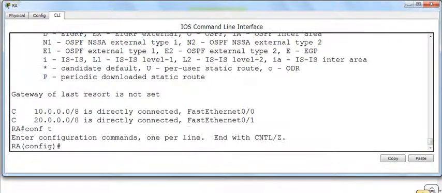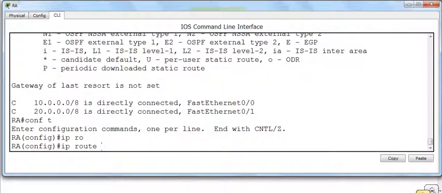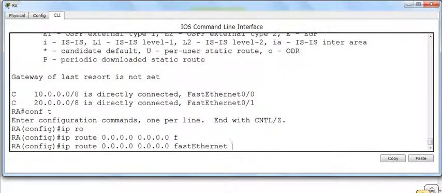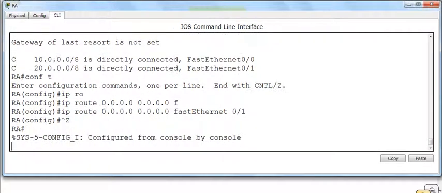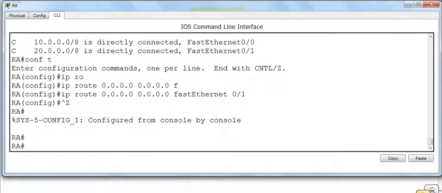Now I'm going to give a default route. It is a single line. Even if I have 1000 unknown networks, this single line is more than enough to route the packet. IP route, any network, means 0.0.0.0, any subnet mask, 0.0.0.0, go via fast ethernet 0/1. Simple. Now this any will match with 30, 40, 50, whatever network which this router doesn't know.